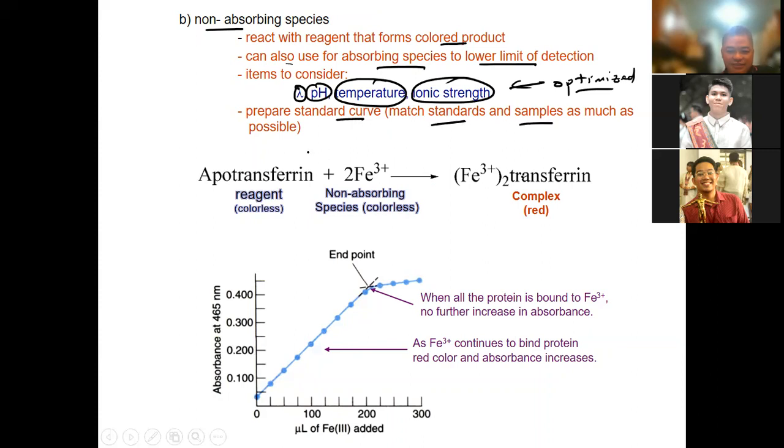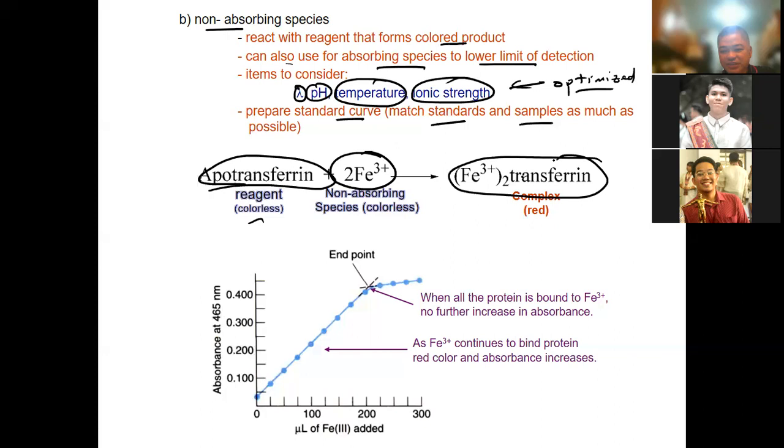So for instance, okay, you have Fe3+, although it's yellow, but sometimes it's usually colorless. So what you're going to do to make it into a colored product, you react it with apotransferrin, which is also colorless. And the way that they do is they form a red complex. Okay.